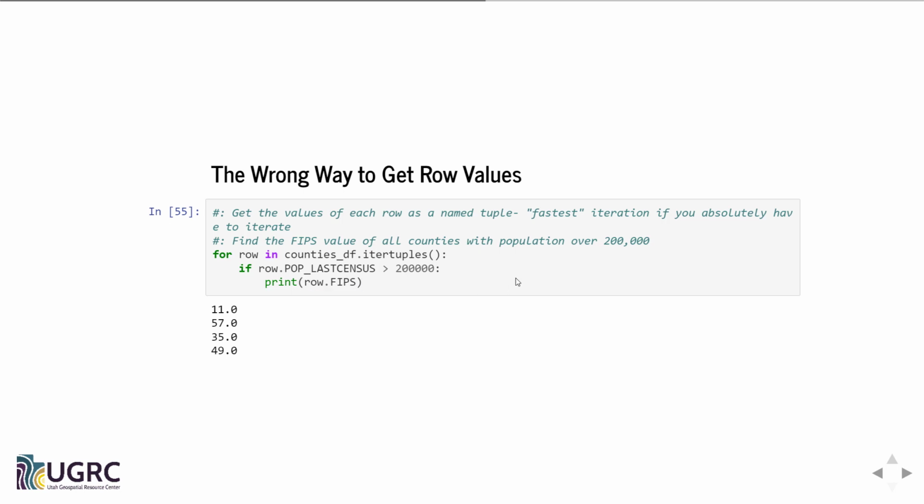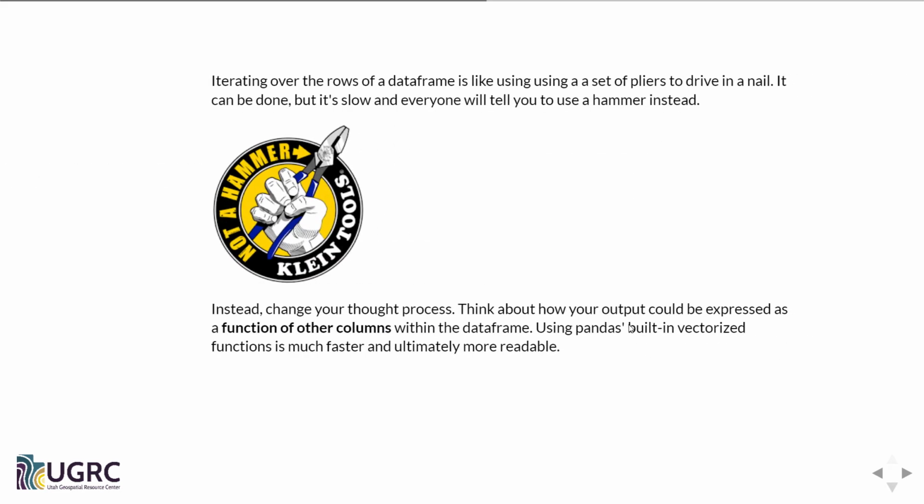So in this case, I want all counties with population over 200,000. I iterate through the rows. If that's greater than 200,000, print the .fips column value. We're only iterating over 29, so the speed difference really doesn't matter. But again, once you get into 1,000 records or 1,000,000 records, the speed differences are going to be ginormous. So this is how you absolutely have to do it. Don't do it this way. This is the wrong way. So iterating over the rows is kind of like using a pair of pliers to pound a nail. You can do it. It'll work. People are going to look at you funny.